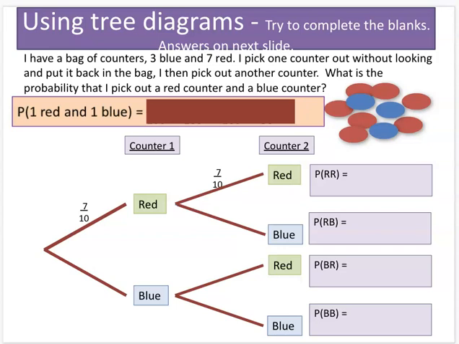So pause this video, try to fill in your tree diagram and compute all the probabilities at the end of the branches, and then write down the probability that you get one red counter and one blue counter in either order. Then start the video again and see if you were correct.